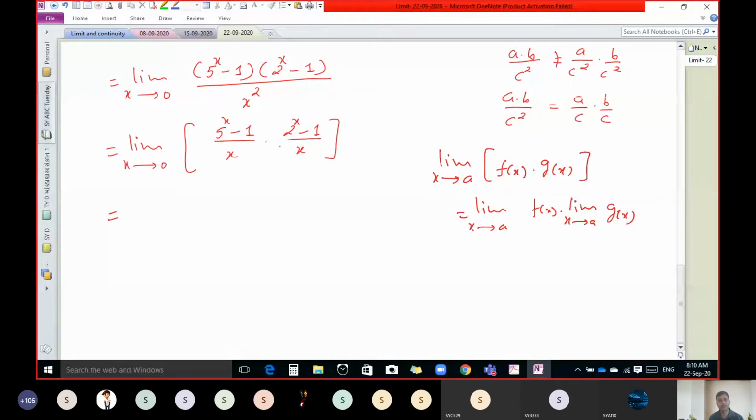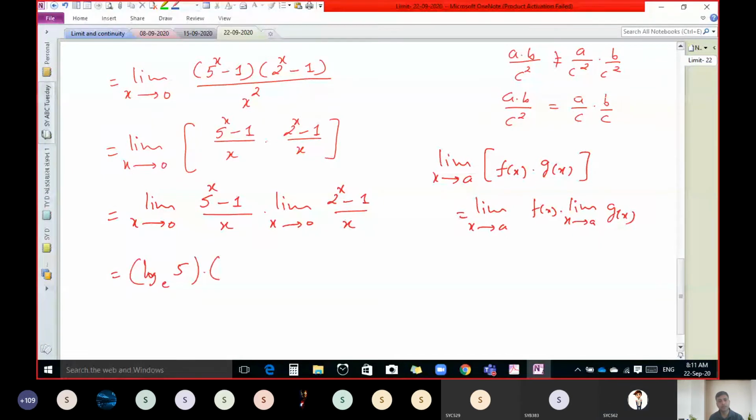So now tell me, what is the simplification? Limit x tends to 0, 5 raised to x minus 1 upon x into limit x tends to 0, 2 raised to x minus 1 upon x. Very good. Perfect. And now tell me the answer of this first one. Log 5 base e. Correct. Into the second one, log 2 base e. Correct. And this is our final answer.